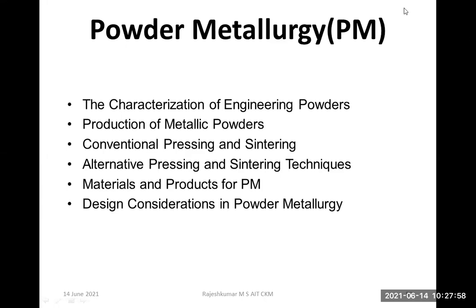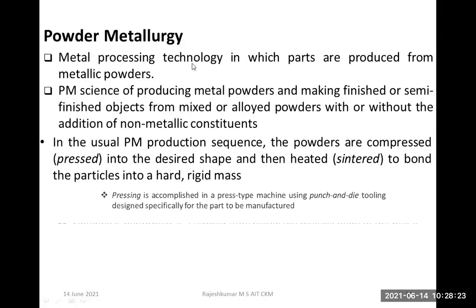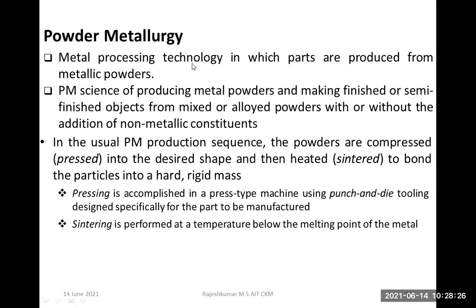and the design considerations, whatever we are going to see, that will be taken out with respect to the working. So these are the basic things that have to be considered while discussing any powder metallurgy. Before going to the actual topic, first let us understand the meaning of powder metallurgy. Powder metallurgy is a metal processing technique in which the parts are produced from metallic powder.